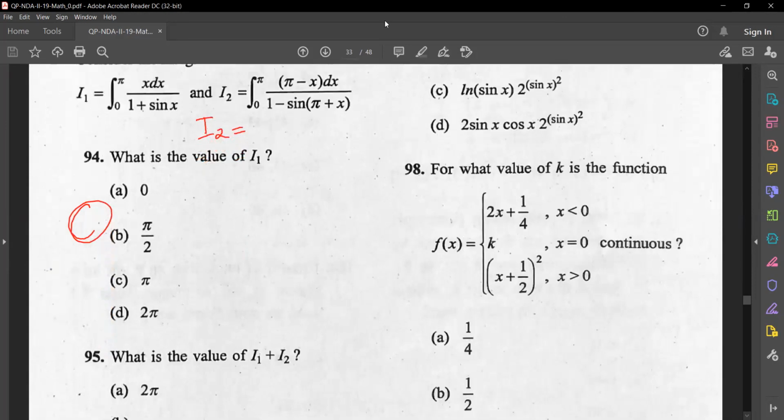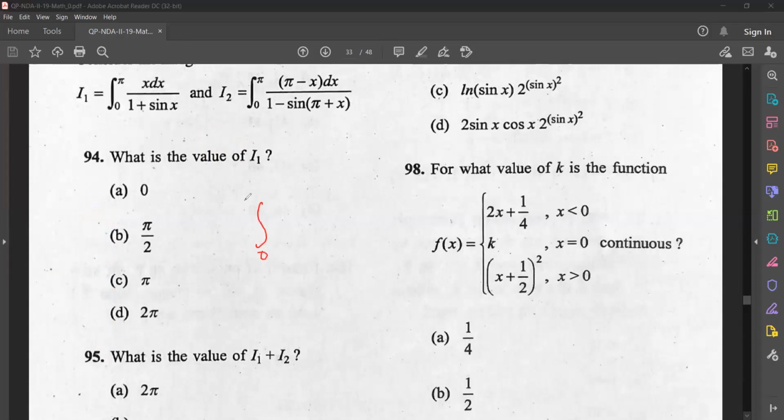I2 is integral 0 to pi, integral 0 to pi, x by 1 minus sine pi plus x dx. That is I2. We have to do I2, then only we can do I1 plus I2. We are discussing the 95th question.